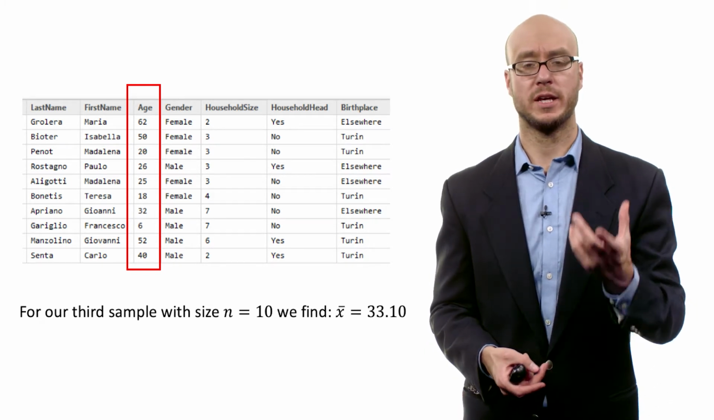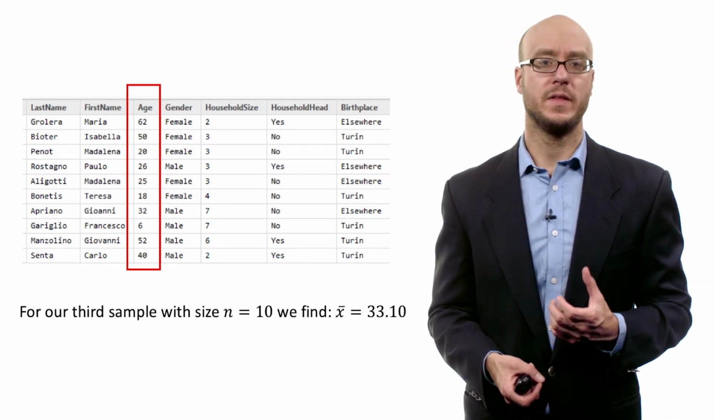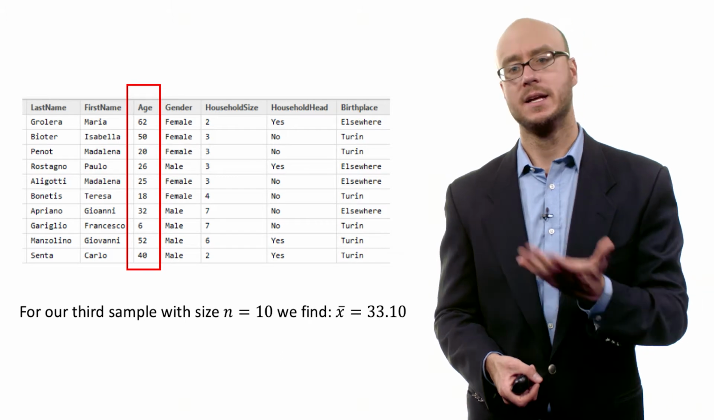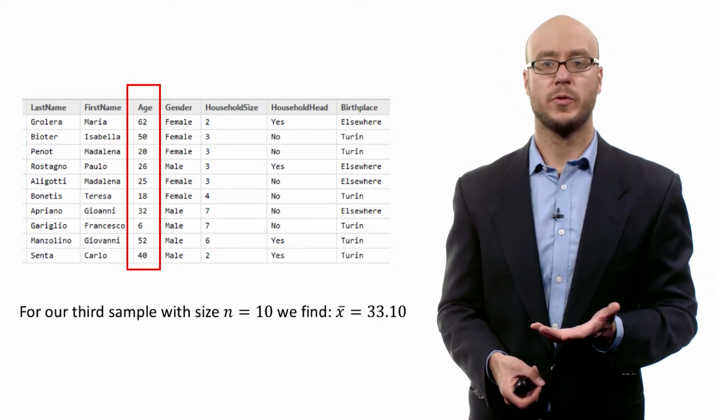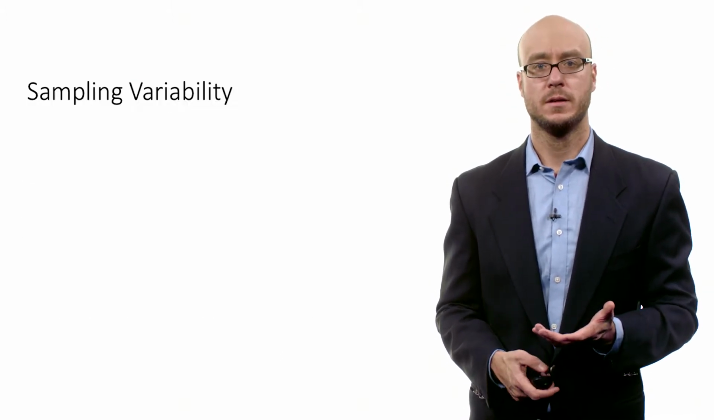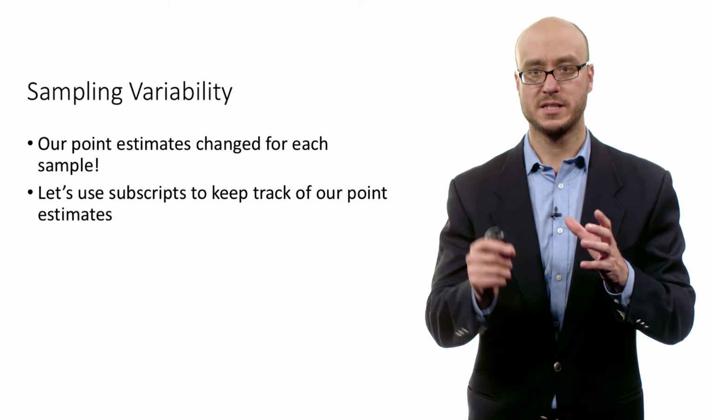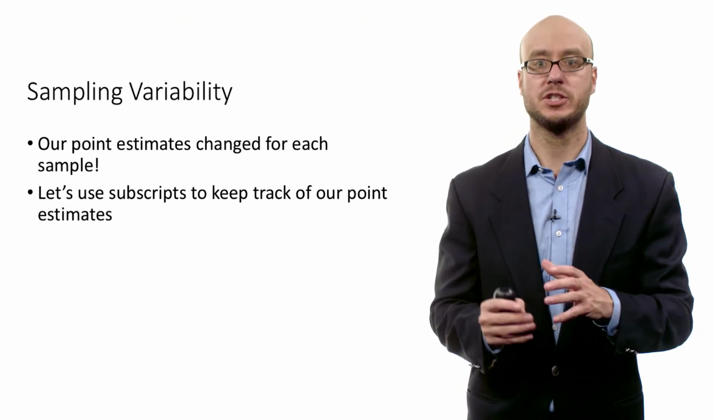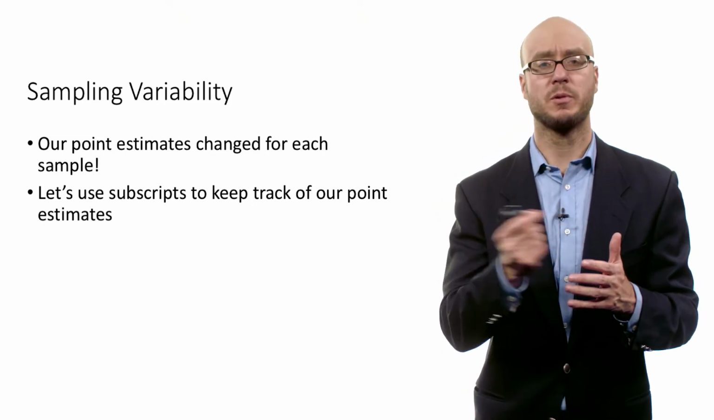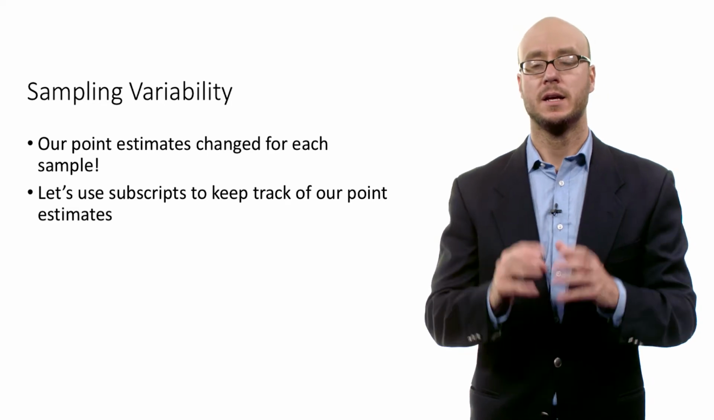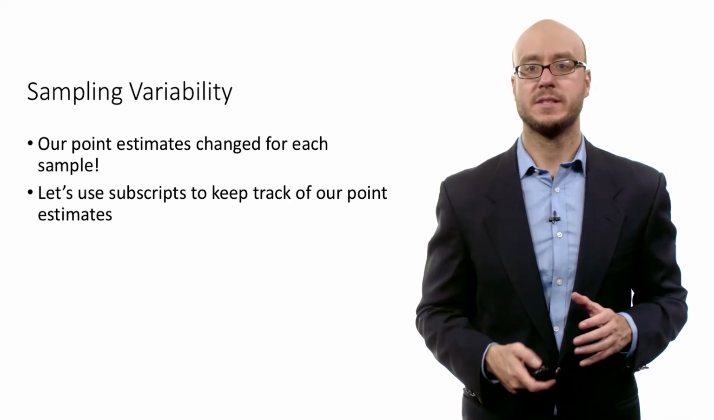And again, we're going to look at the average age in our sample. And now we get a sample mean of 33.1 years. This variation between these sample means, we call that sampling variability, because our point estimates, our best guesses for the population mean for each sample, jump around, they bounce around. So we call that sampling variability.